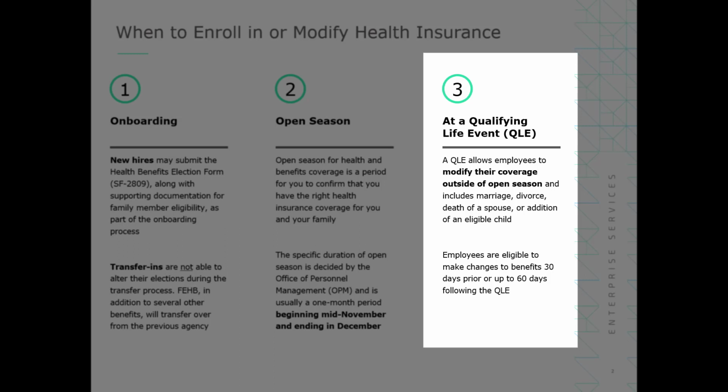Please note, if you are adding a family member to an existing self and family enrollment, you must provide proof of that family member's eligibility for coverage. If you experience a QLE, you are eligible to make changes to other benefits 30 days prior or up to 60 days following the event.